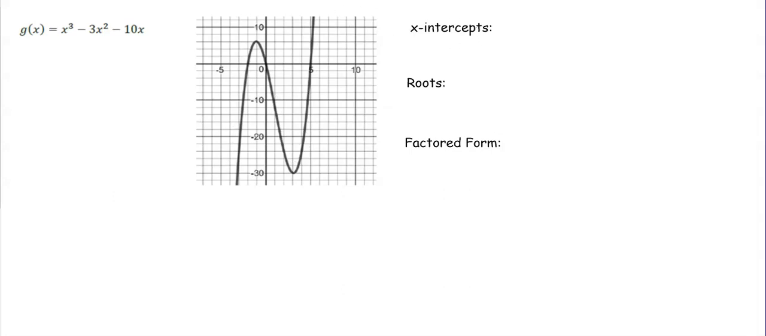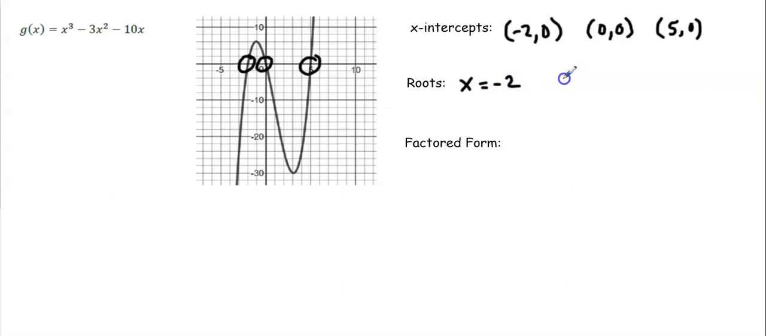Its x-intercepts I can locate from the graph. I have one here, here, and here. So that is (negative 2, 0), (0, 0), and (5, 0). So my roots are x equals negative 2, x equals 0, and x equals 5.